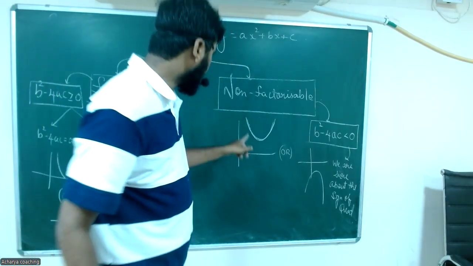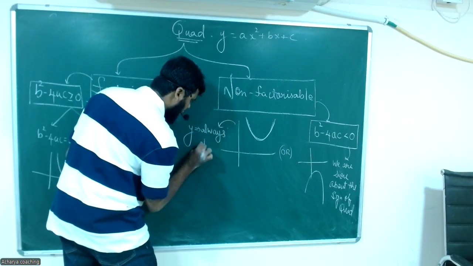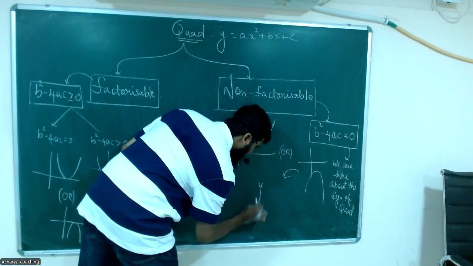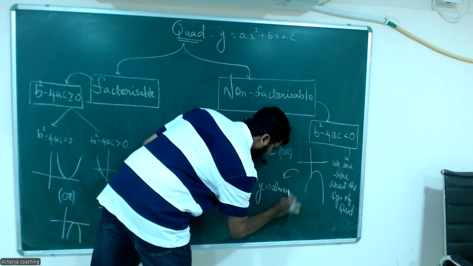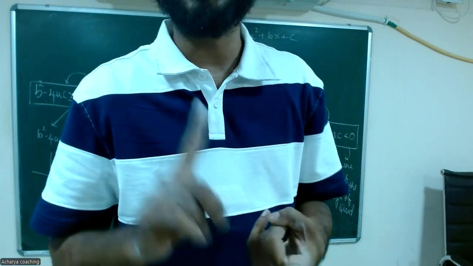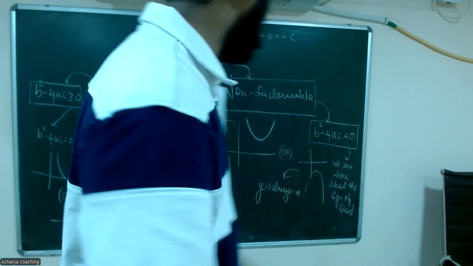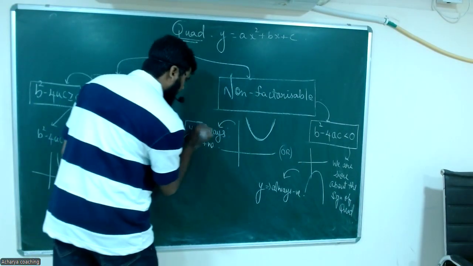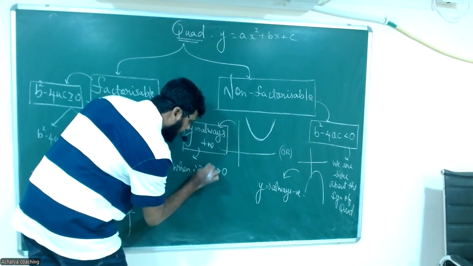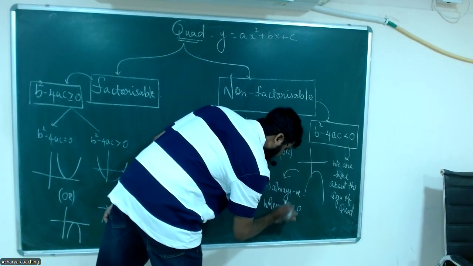Clear? Because in this case, the y value is always positive. Y is nothing but ax square plus bx plus c. In this case, the y value is always negative. Clear? Whenever b square minus 4ac is less than 0, we are sure about the sign of the quadratic. Either it will be always positive or always negative. When will it be always positive? If the coefficient of x square is greater than 0. When will it be always negative? If the coefficient of x square is less than 0.